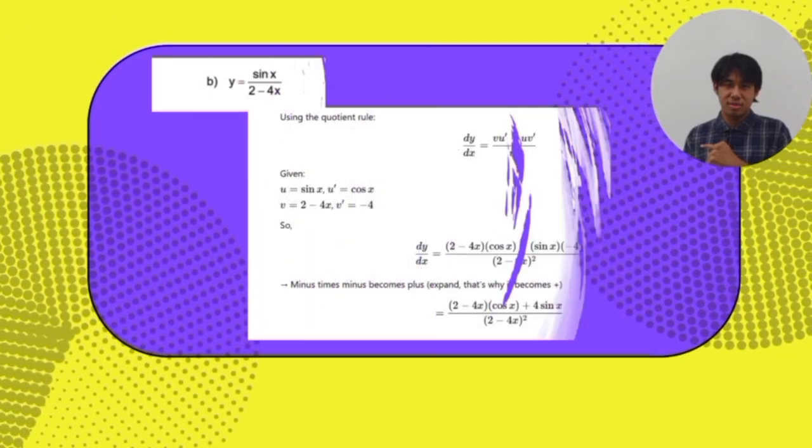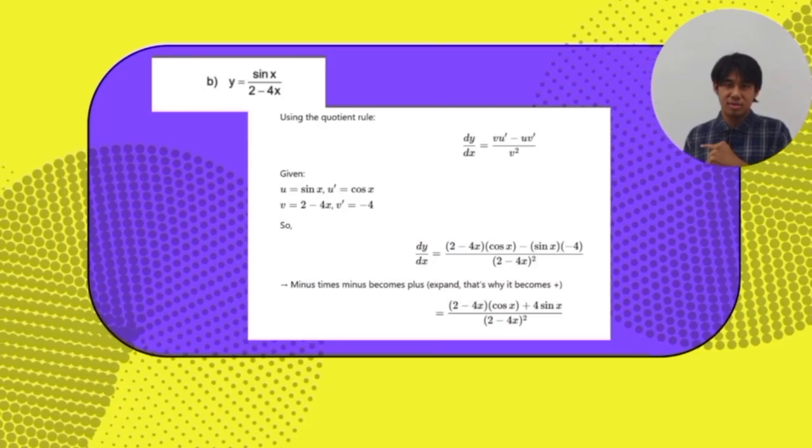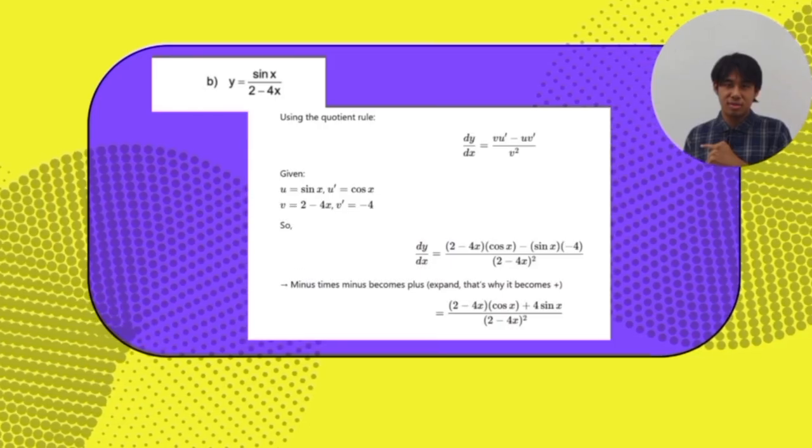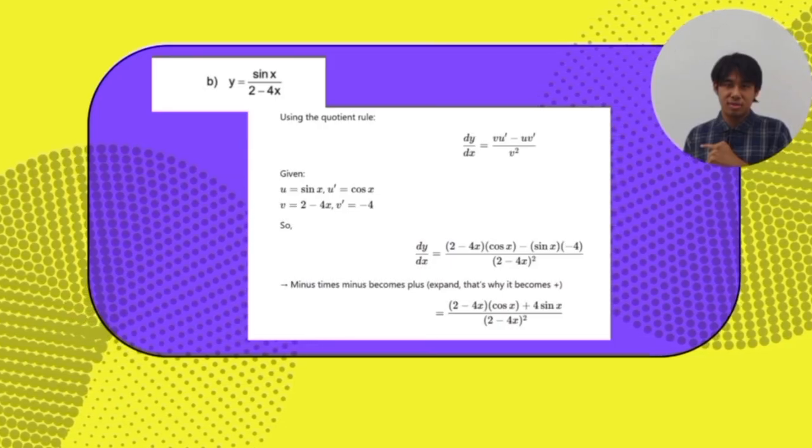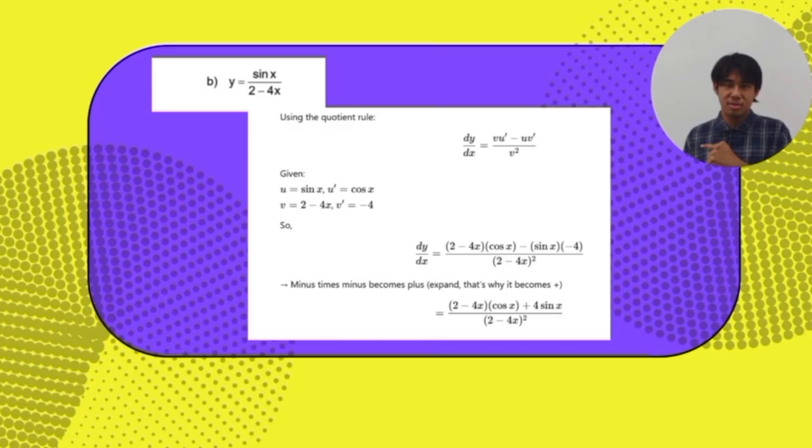For part B, I am given the function y equal to sin x divided by 2 minus 4x. This is a quotient rule, meaning it will be dy divided by dx equal to v multiply u prime minus u multiply v prime, divided by v to the power of 2. Now let's define the numerator and denominator. Let u equal to sin x and v equal to 2 minus 4x, and u prime will be equal to cos x and v prime is equal to minus 4.